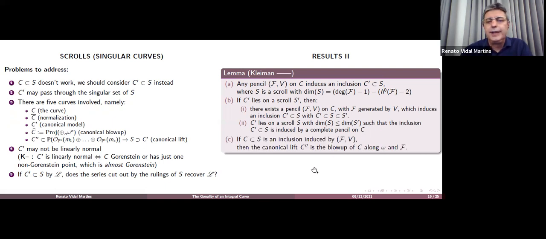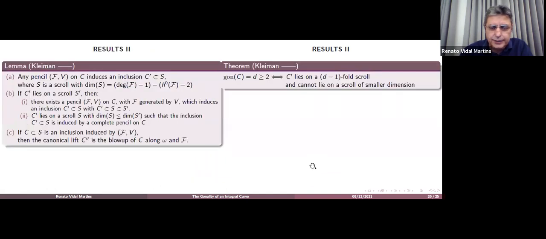And then a characterization of what is the lift? Suppose C lies on a scroll induced by F, V. Sorry, it's C prime. Then the canonical lift C2 prime is the blow up of C along omega and F. This is interesting, I think. So at the end, we get this theorem that the gonality of C is D if and only if C prime lies on a D-1 fold scroll and cannot lie on a scroll of smaller dimension.